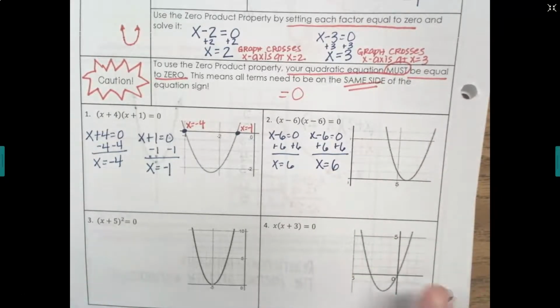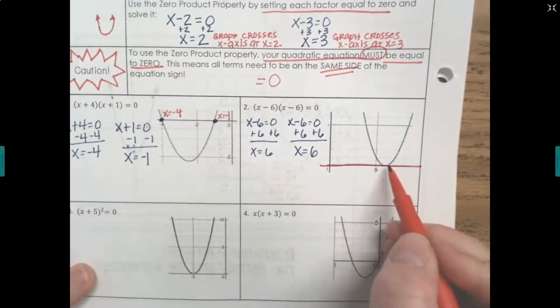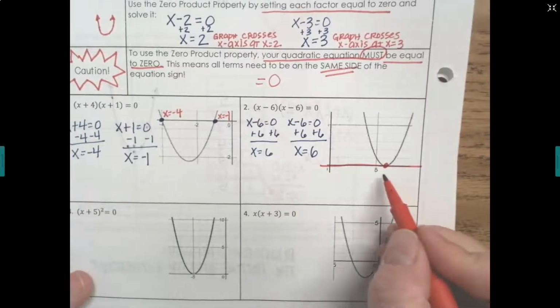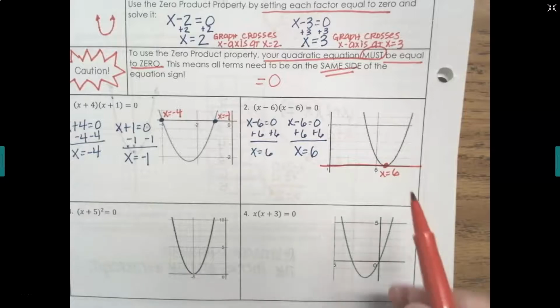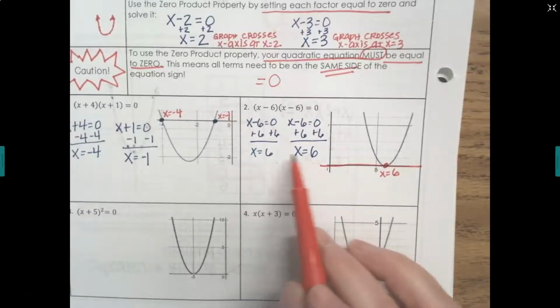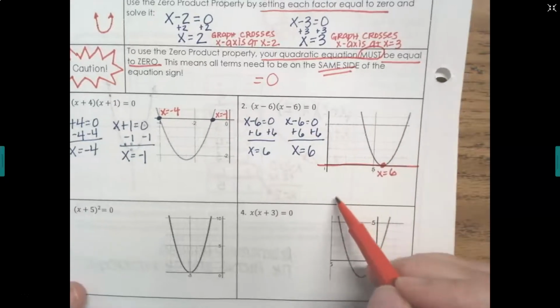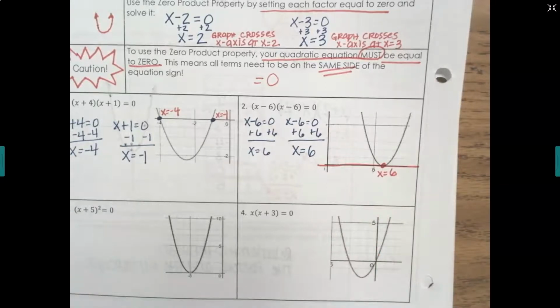What that means is, take a look at this graph. Here's our x-axis right here. See how the graph is just sitting on the x-axis? Only one point is touching the x-axis, and it's touching it at x equals 6. So when you see that they have the same number like that, the graph is either sitting on the x-axis, or the other option is it could be hanging upside down from the x-axis. It just means just the one single point is touching it.